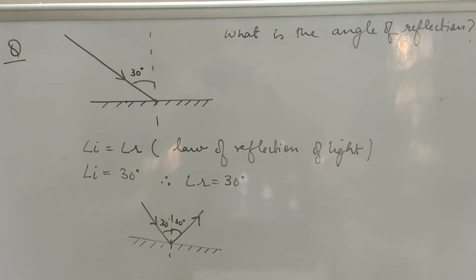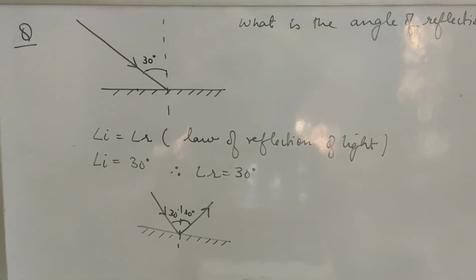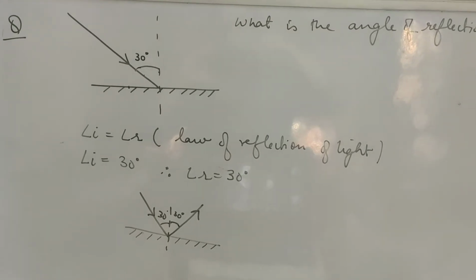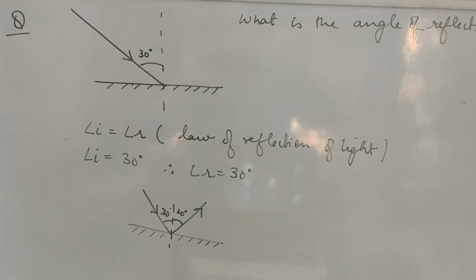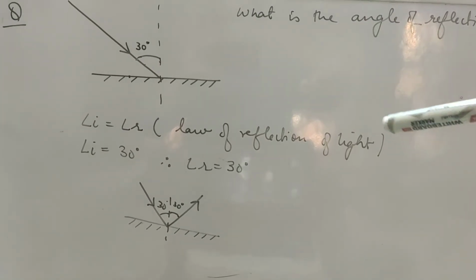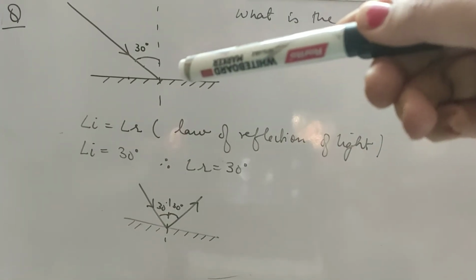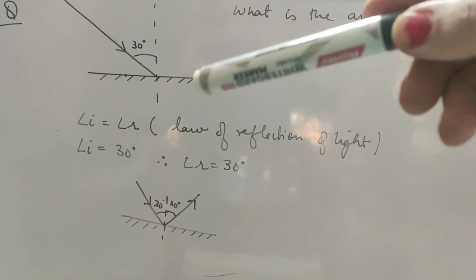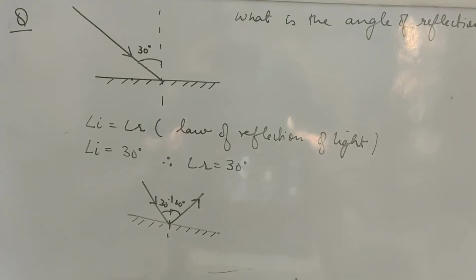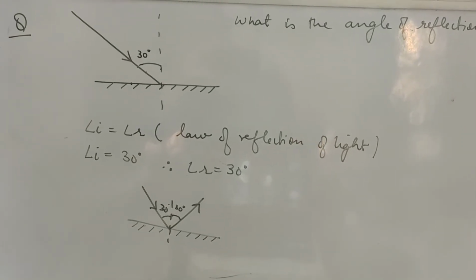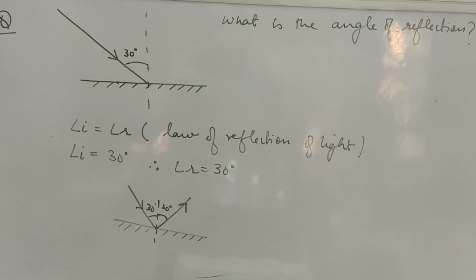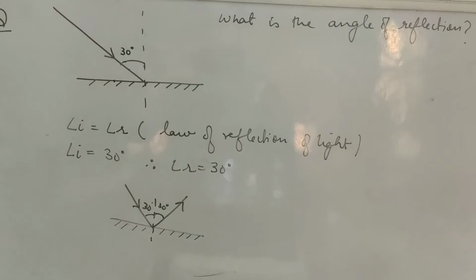Alright, so here you are given an incident ray which is making an angle of 30 degree with the mirror, and you have to find the angle of reflection. So we start from the law of reflection which says angle I is equal to angle R. Angle I here is given as 30, so that means angle R will also be 30. So this was a straightforward numerical where the incident angle is given to you. You have to find the angle of reflection straight away using the law of reflection of light.